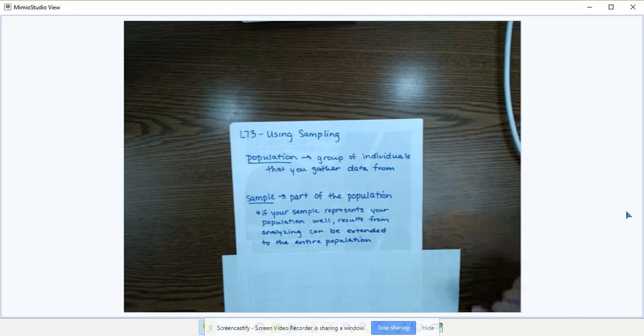And here's just a good note. If your sample represents your population pretty well, then your results from the sample can be extended and used for your entire population. So you want to get a quality sample so that you don't have to do as much work.